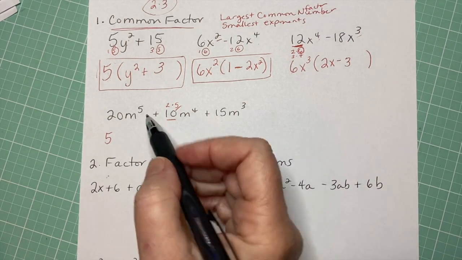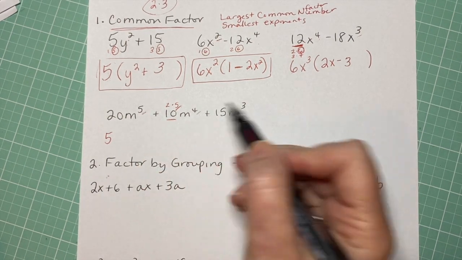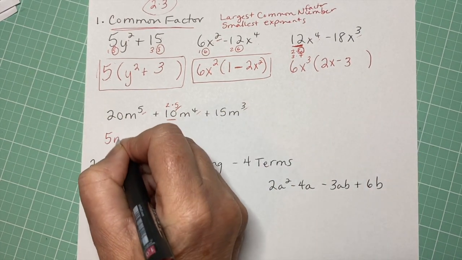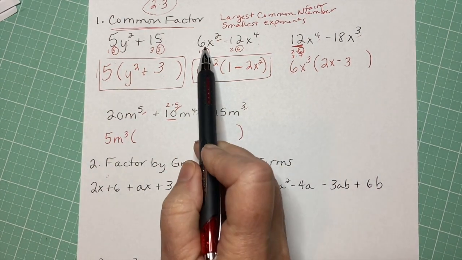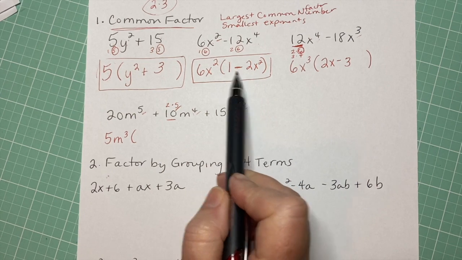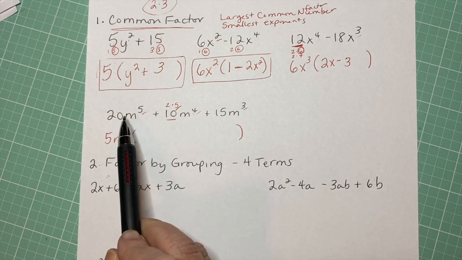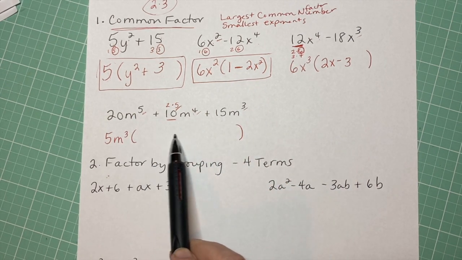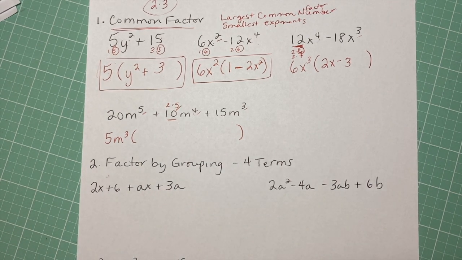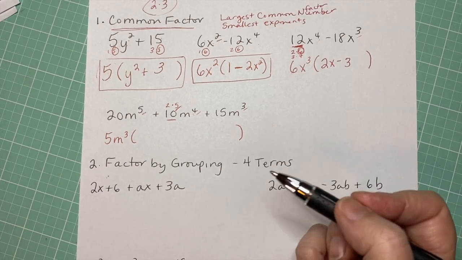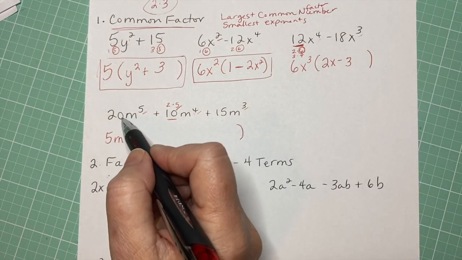Then we look at our exponents. We have an M5, an M4, and an M3. So we take out the smallest, which is an M3. Now up here we had 2 terms to start with, so we had 2 terms in the parentheses. Here we have 3 terms to start with, so we're going to have 3 terms inside the parentheses, because even if everything cancels out, you hold the place with a 1. So now we're going to start dividing.